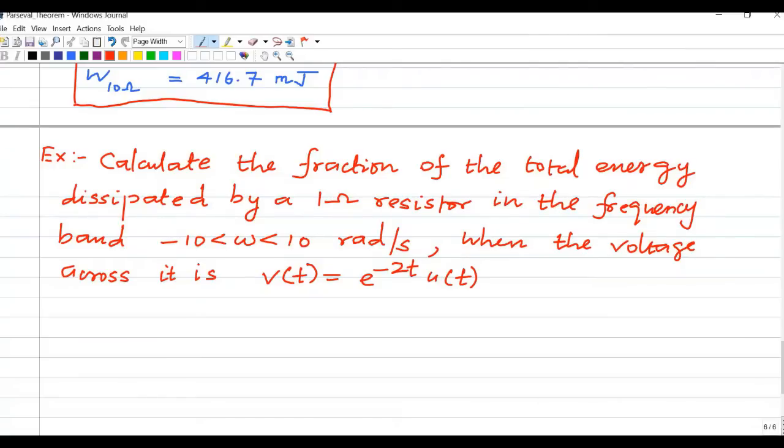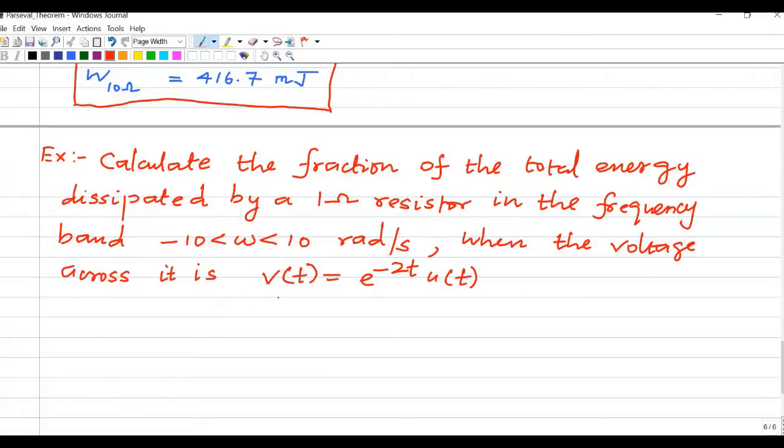Okay, so first we have to find out the total energy, then we need to find out what fraction of the total energy. Okay, that we have to find out. And if you notice, the energy dissipated by a 1 ohm resistor, so we can use the very simple formula where R value is not involved in the frequency band minus 10 to plus 10 radian per second when the voltage. So this is a voltage equation.